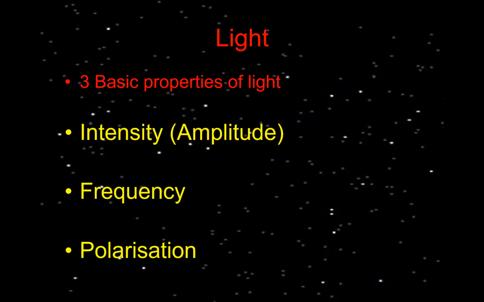Light has 3 basic properties. It has an intensity, a frequency, and a polarization. We're going to talk about what these mean and how we can utilize these in astronomy to tell us about objects in the universe.